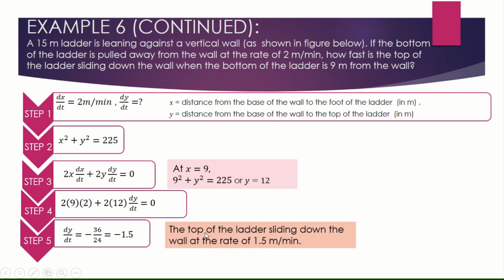It means that the top of the ladder is sliding down the wall, because it is negative, at the rate of 1.5 meters per minute. So if we slide away the x at the rate of 2 meters per minute, the y will go down at the rate of 1.5 meters per minute.